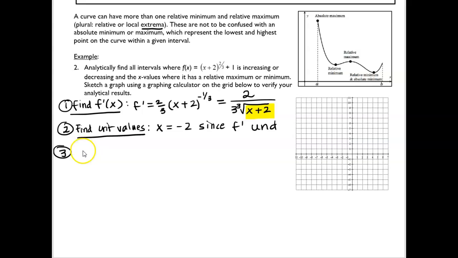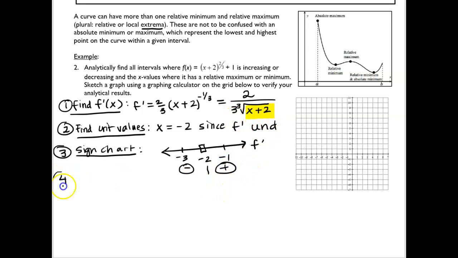After I found my critical values, then it's time for us to make our sign chart. And this is a sign chart for f prime, remember, so we're going to use our derivative here. My x value is negative 2. I like to leave that open so I remember that it's undefined, but you can mark it however you want on your sign chart. A number to the left is negative 3. A number to the right is negative 1. So if I evaluate this at negative 3, if I plug that into my derivative, I would get something that's negative. If I plug in negative 1, I would get something that is positive.